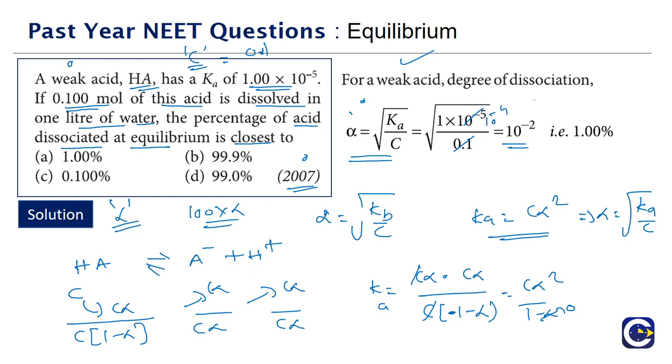And we are looking for the percentage. Percentage means what? We have to multiply this by 100. If you multiply this by 100, how much are we going to get? Approximately 1. So why are we saying closest to or approximately? Because this formula already assumes that alpha is very small in comparison to 1, and hence we are neglecting alpha in comparison to 1. So that's why, this formula is basically from where? The Ostwald's dilution law, right? So that is only valid for weak acids or weak bases.